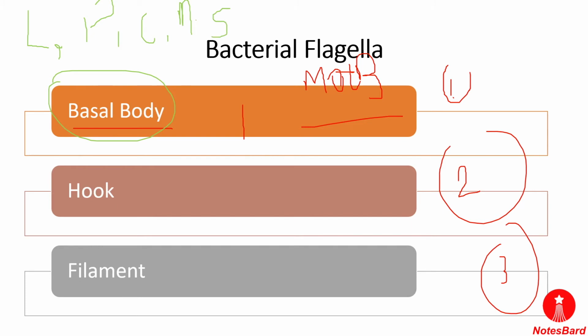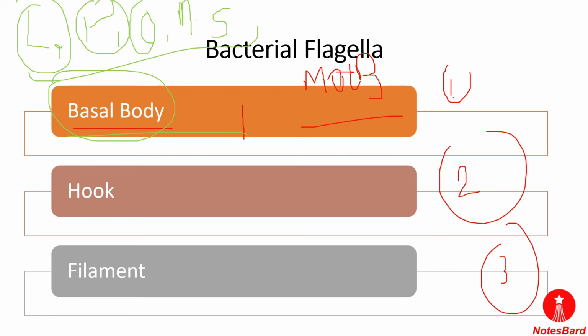Now, the L ring is the outer ring anchored in the lipopolysaccharide layer, and it is found in gram-negative bacteria. The P ring is anchored in the peptidoglycan layer. The C ring is anchored in the cytoplasm, and the MS ring is anchored in the cytoplasmic membrane. So this is the basal body, and these are the four rings depicted.